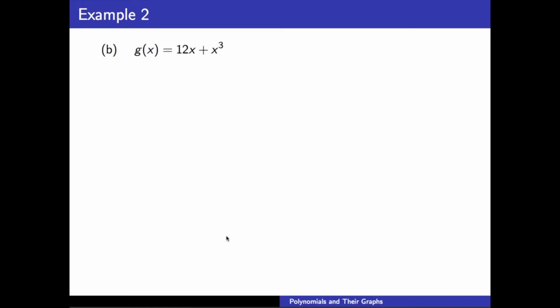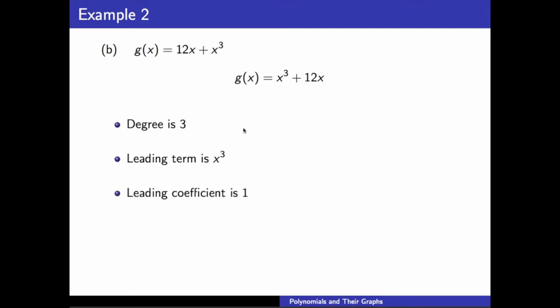All right, part B, we have g of x is 12x plus x cubed. So this one we want to write from highest power of x down to the lowest. So let's first rearrange these terms and get x cubed plus 12x. The degree is 3. The leading term is x cubed, or you can even put 1x cubed if you wanted to. Our leading coefficient is 1, and the constant is 0. We could put a plus 0 at the end, and we'd be good to go. So the constant is 0. The constant of a polynomial is also where it's going to hit the y-axis.